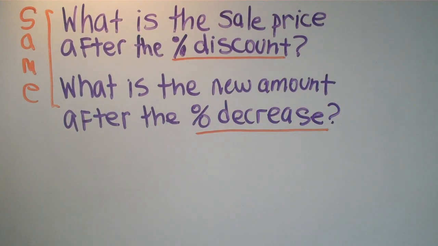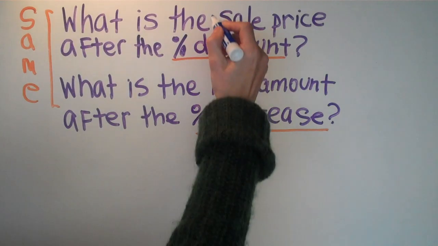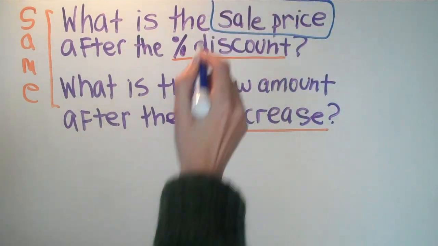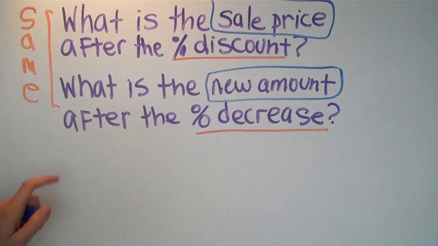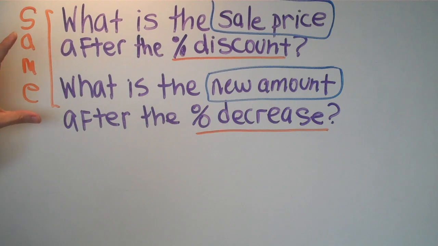So you might see a question like, what is the sale price? What is the sale price after the % discount? So they'll be asking for the sale price there. Or they may say, what is the new amount? What is the new amount after the % decrease? These are really two different questions that mean exactly the same thing. So be comfortable knowing that these two questions are looking for you to do something with that %, not just multiply, but do something else with that %. And we're going to talk about what that is in a second to find the new amount or the sale price. Okay, so definitely write these down and remember these two types of questions.